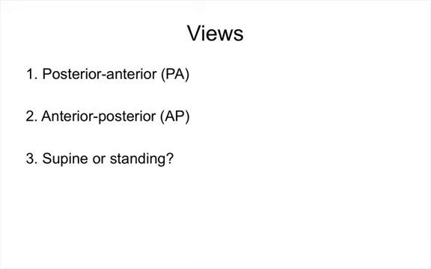There are two views you need to be aware of. The posterior-anterior view is used routinely. Here the X-rays are shot from back to front, and the shortened version of this is known as a PA view. The other is an anterior-posterior view, used in unwell patients, for example, a ventilated patient on ITU. In this case, the exact opposite occurs, where the X-rays are shot from front to back.